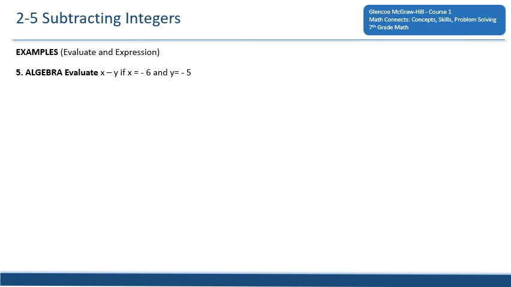Evaluate an expression. Algebra: evaluate x minus y if x equals negative 6 and y equals negative 5. So if we have x minus y, we're going to replace x with negative 6 and y with negative 5. And we end up with negative 6 minus a negative 5. And then to subtract negative 5, we're going to add the opposite, which is 5. So we end up with negative 6 plus 5. And if we simplify that, we end up with negative 1.